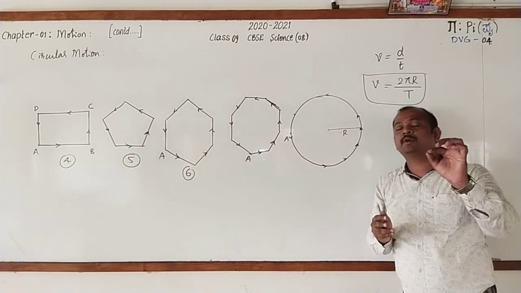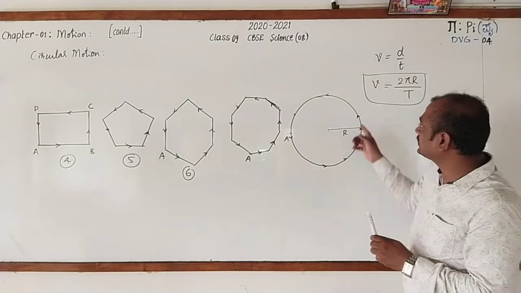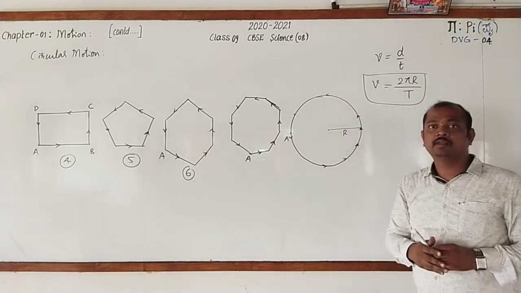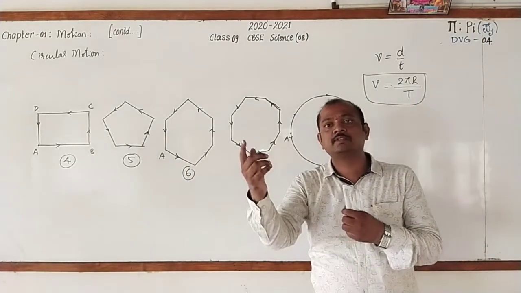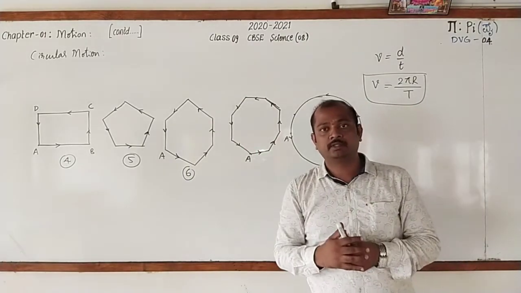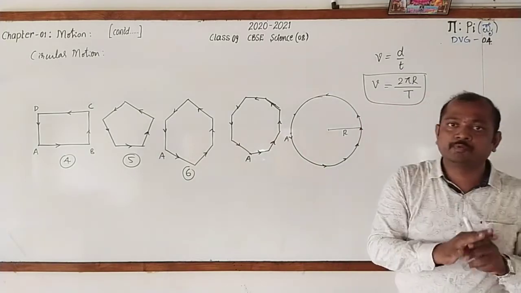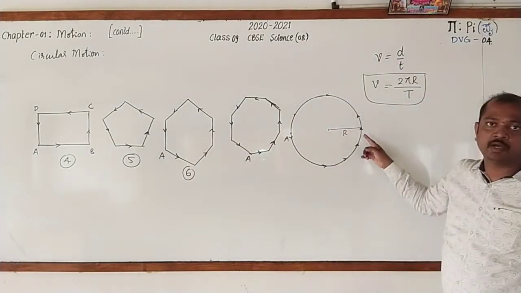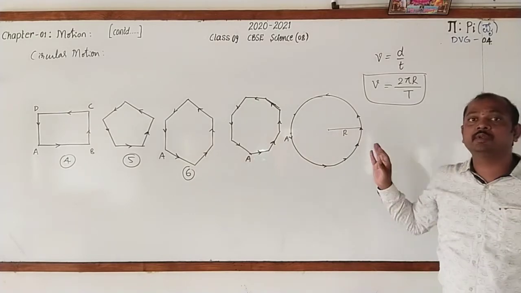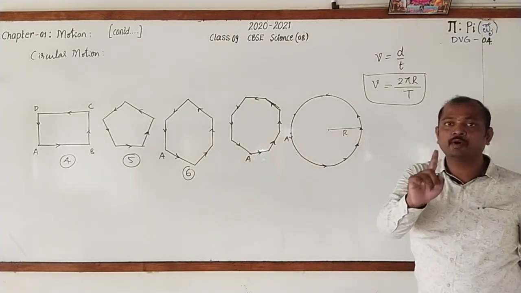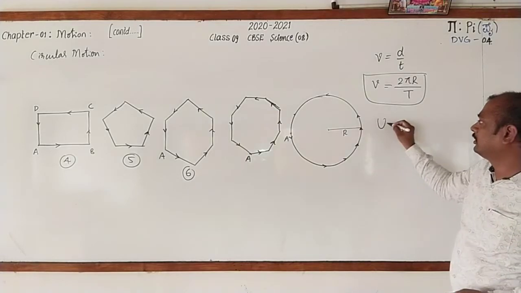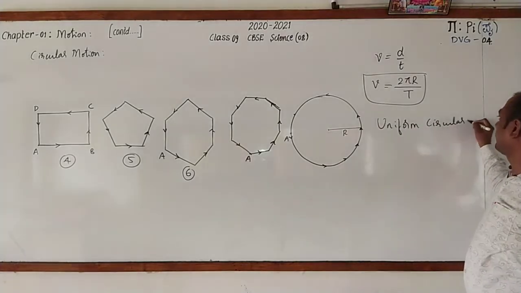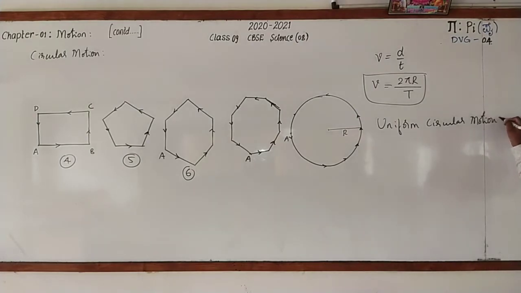Then is it possible for a body to move in a circular path with a constant speed? Yes, certainly. For example, again, the moon is revolving around the earth with a uniform speed. When a body moves along a circular path with uniform speed, then we can call that uniform circular motion. Understood? Uniform circular motion. Let me tell you the definition once.